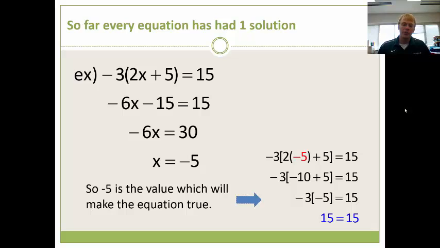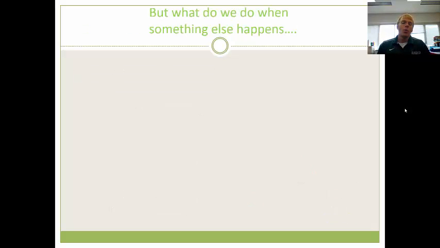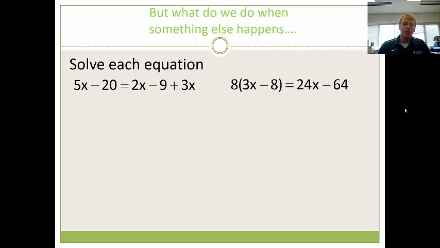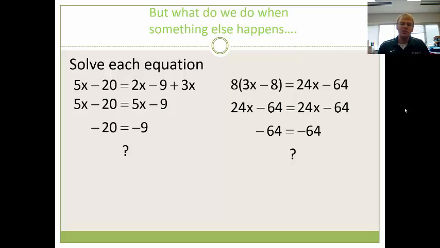There is one solution. But what happens when we have something else going on in the equation? So if we look at the equation on the left, it looks normal. It looks similar to something we've seen before. But as we start solving it, something happens there. We end up with -20 equal to -9. And the equation on the right, when we distribute and start canceling our variables on both sides, we end up with -64 equal to -64. Notice the same thing happened to both equations. We can see the variable terms completely canceled each other out.